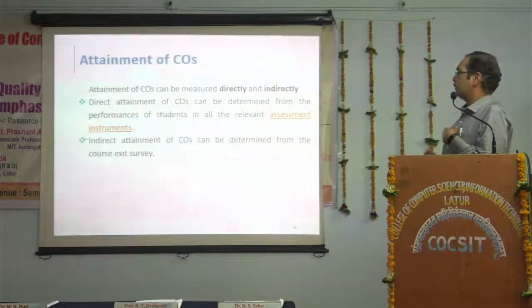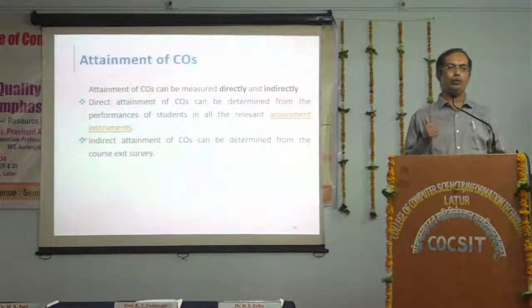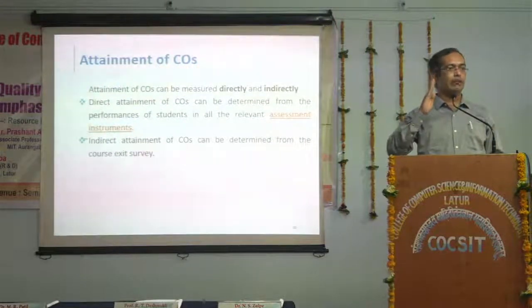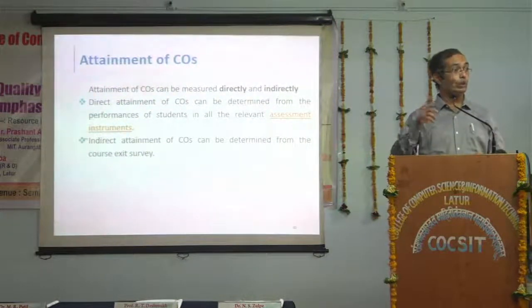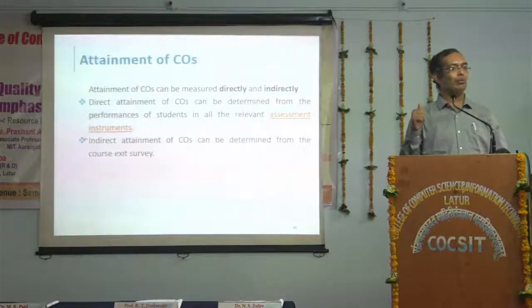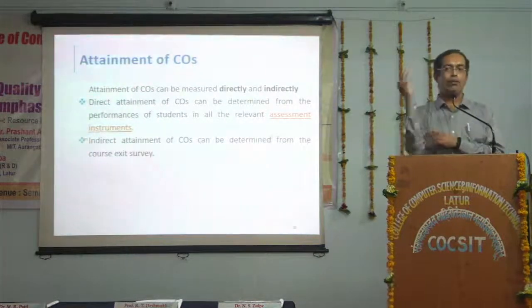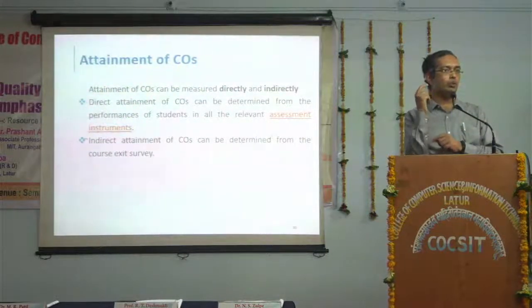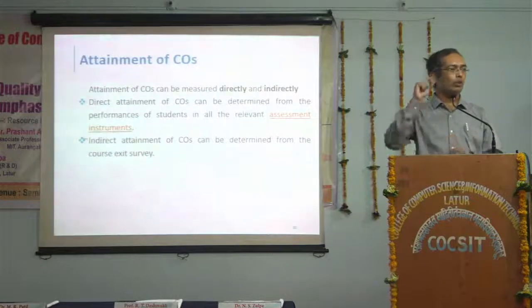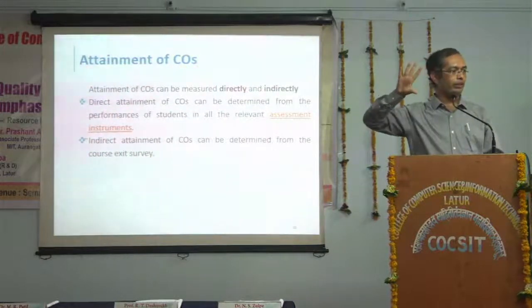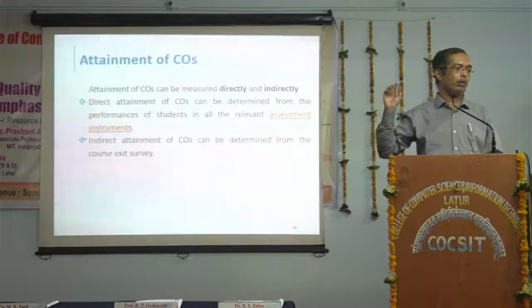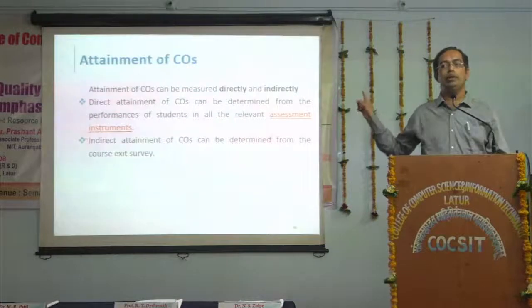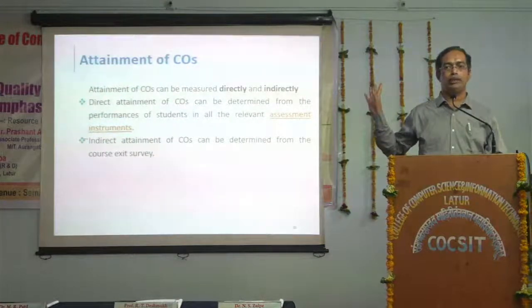Indirect attainment is done by the course exit survey. I don't know whether you are doing it or not, but there is a term called course exit survey. Two types of attainment are done: one is direct, through assessment tools, and the other is indirect, through the course exit survey. At the end of your course, you do a survey to understand whether the students have attained the outcomes. Students write it on a scale of 1 to 5, or maybe 1 to 3, depending on the scale you use, of how much they could attain. So this is one way, and another way is direct.